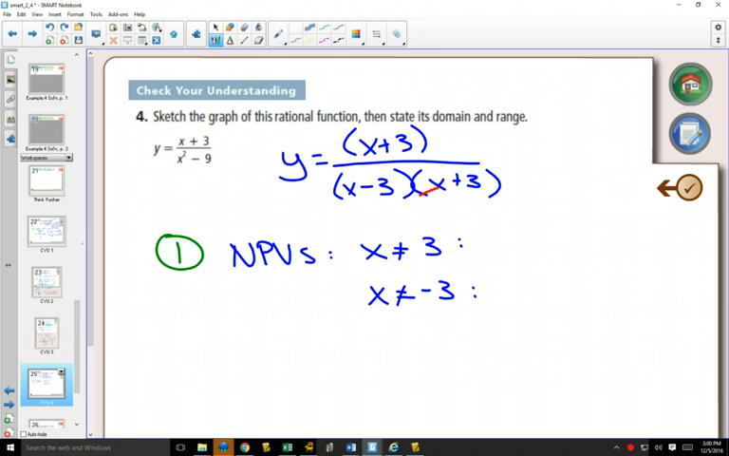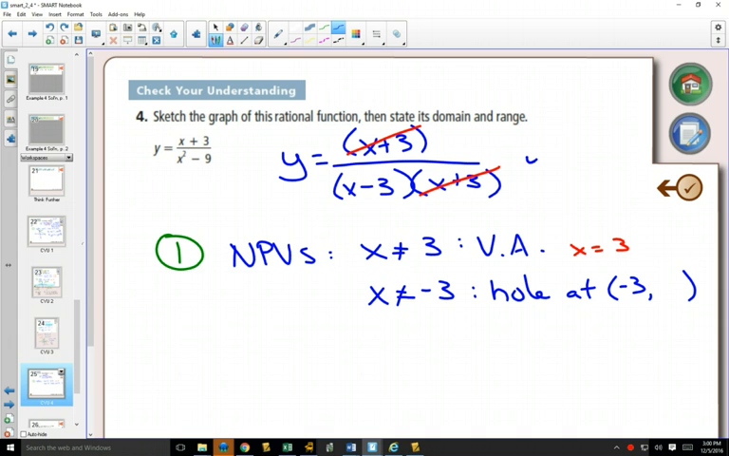Right, the x plus 3 is going to cancel out. That means that here we're going to have a hole at negative 3 comma something. The x minus 3 stays. That means we're going to have a vertical asymptote at x equals 3.